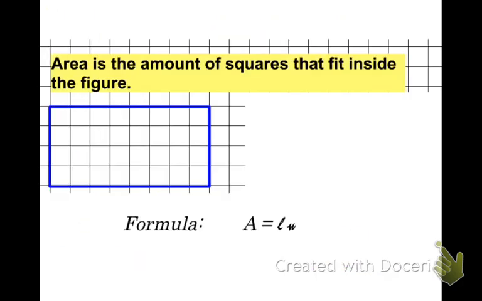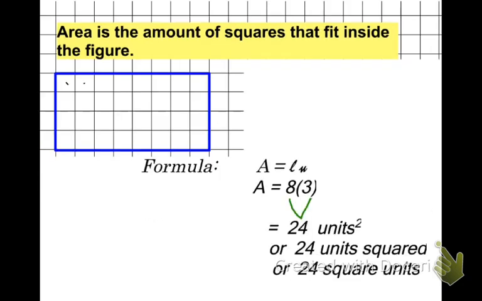Let's take a look now at finding the area of a rectangle. For area, we're finding the amount of square units that fit inside the figure. So we could count up individually all of these little squares, or we can use the formula area equals length times width.